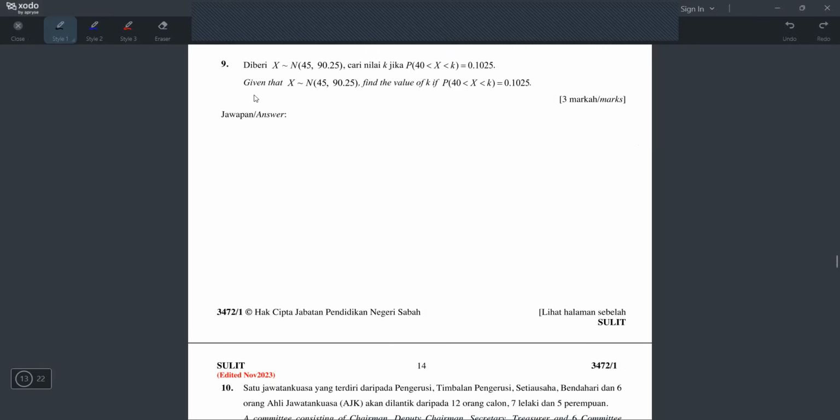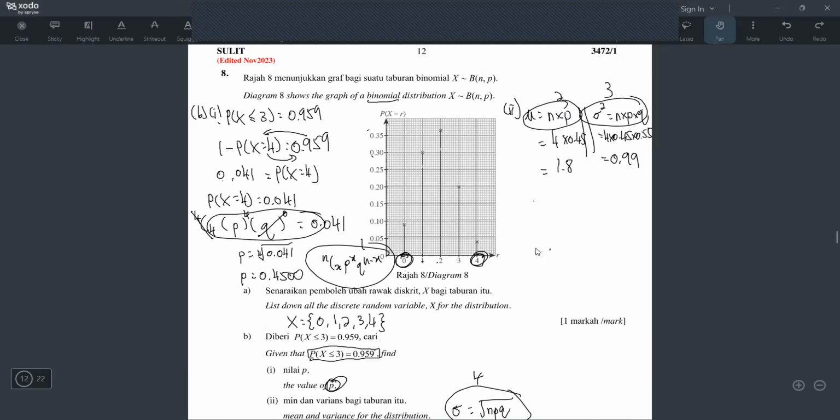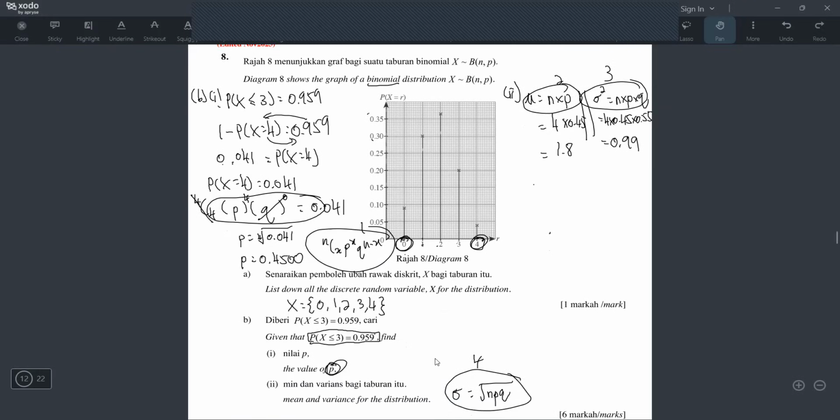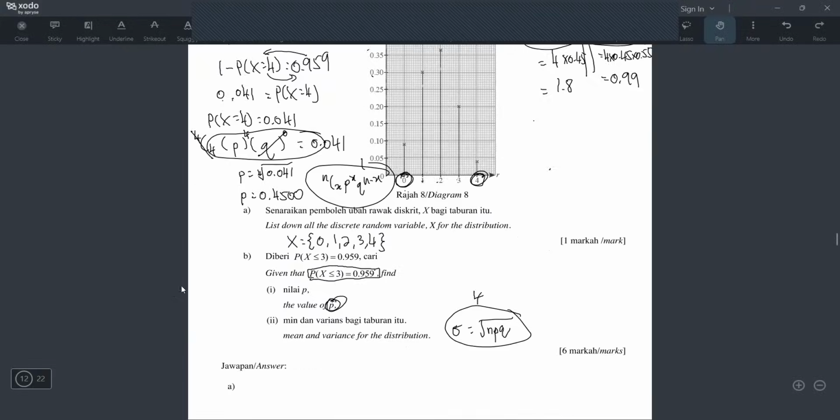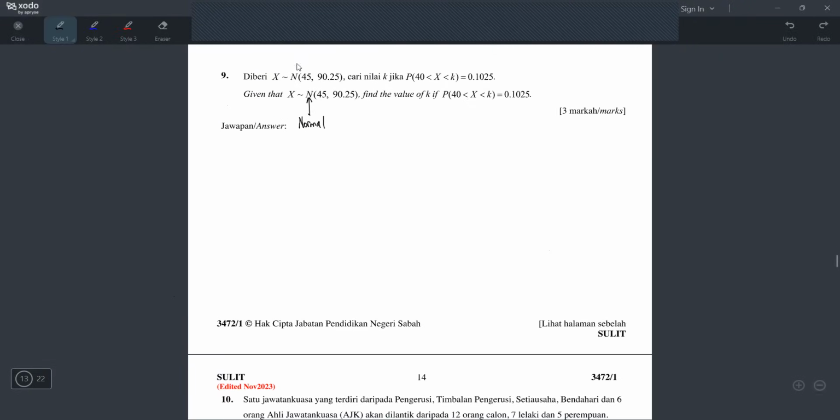Number 9. Given that X and then N, the N stands for what? Normal. So is this a binomial distribution or normal distribution? Normal distribution. Do you remember the last question I just told you? These 4 formulas we only use when it's binomial. So for question number 9, this one is question number 8, can I use these 4 formulas? Cannot, because it's a normal distribution. So for normal distribution, you should use the table.